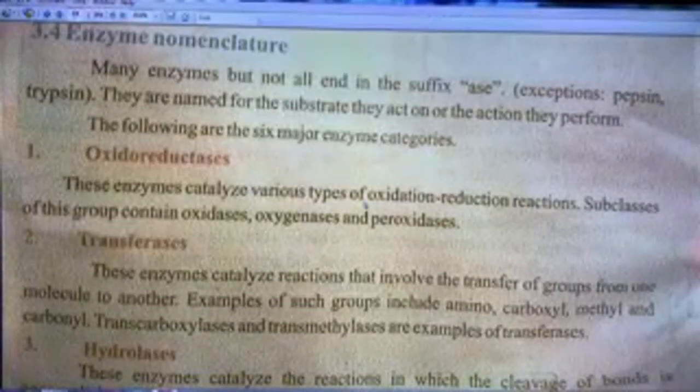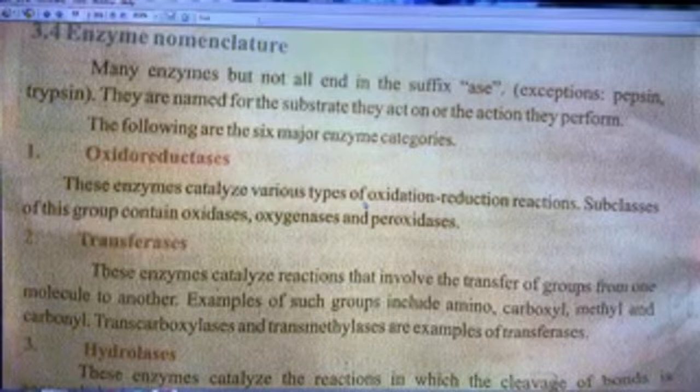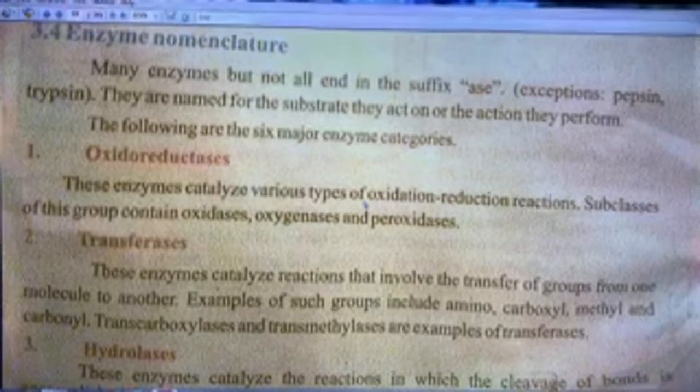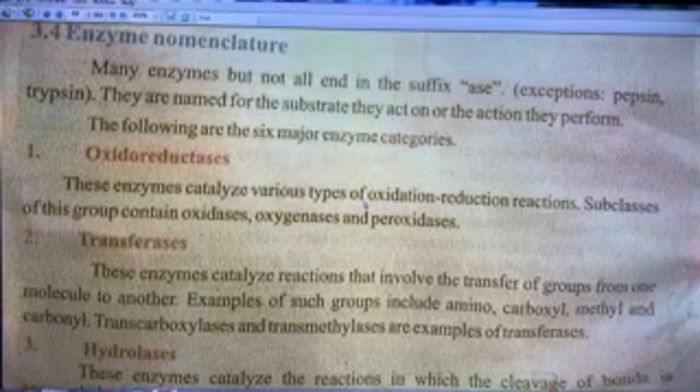Enzyme nomenclature. Many enzymes, but not all, end in the suffix "-ase", exceptions being pepsin and trypsin. They are named for the substrate they act on or the action they perform. The following are the six major enzyme categories.